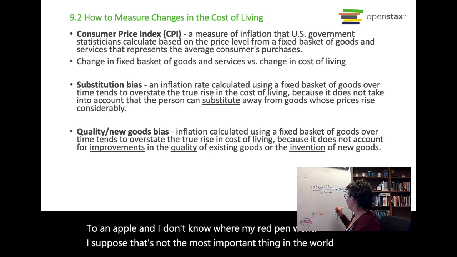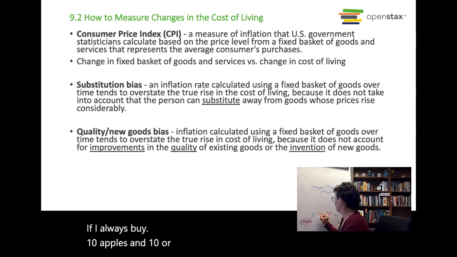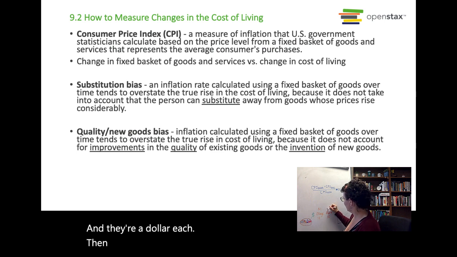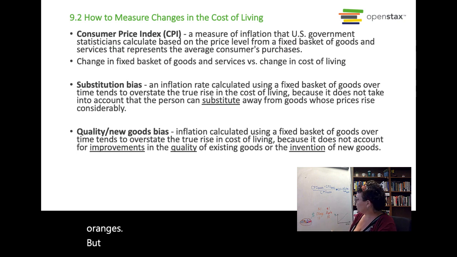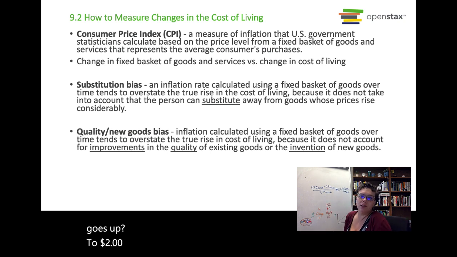There we go. If I always buy 10 apples and 10 oranges, and they're $1 each, then my CPI might include a basket with 10 apples and 10 oranges. But what are consumers going to do when the price of apples goes up to $2?